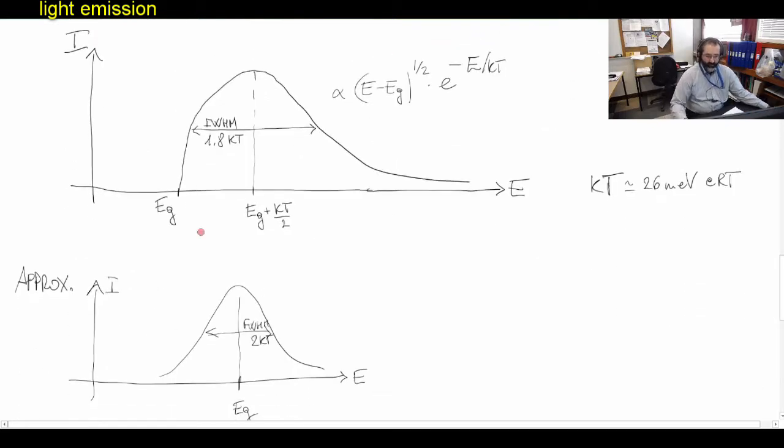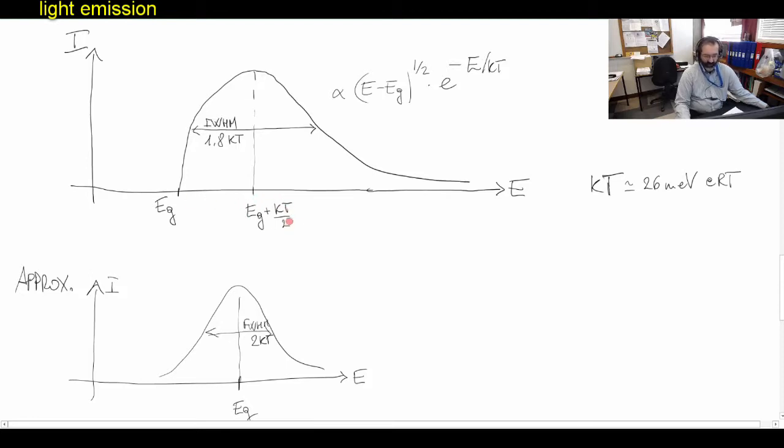Now, if we do the maths here, we can realize that the peak in the intensity of this distribution, of this spectrum, is at Eg plus kT over 2. Remember, kT is very small. It's 26 meV at room temperature. So we realize that this spectrum is very, very sharp in energy. For example, silicon has an Eg of 1.1 eV. So this quantity is very, very close to 1.1 eV.